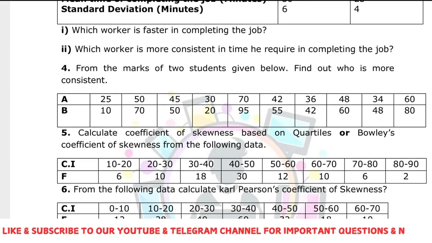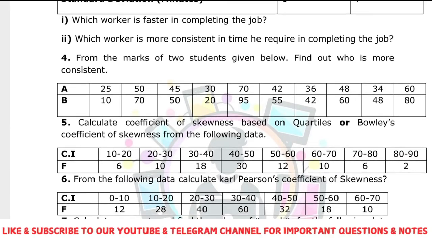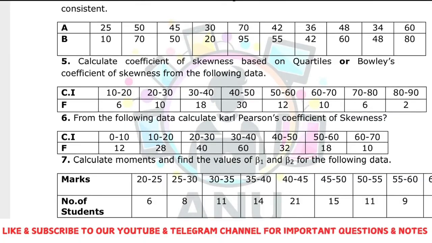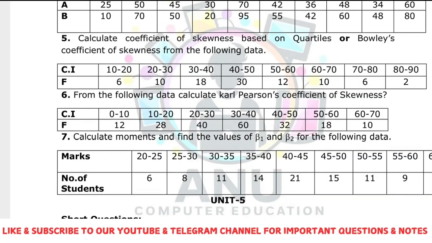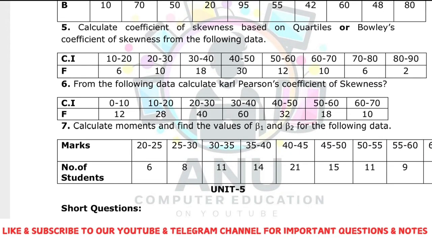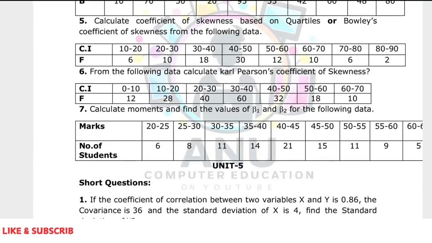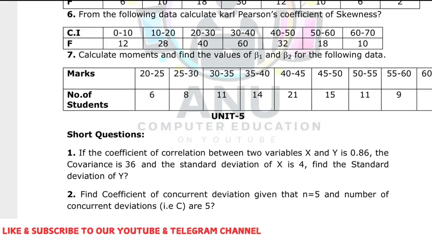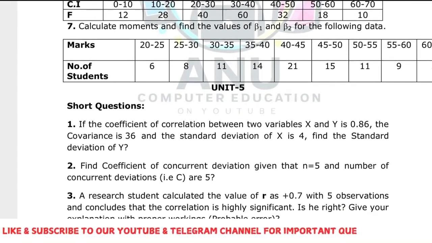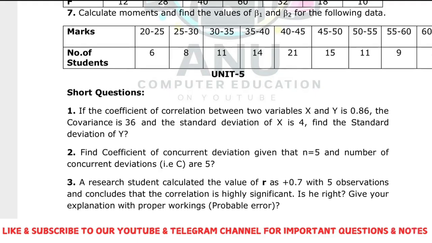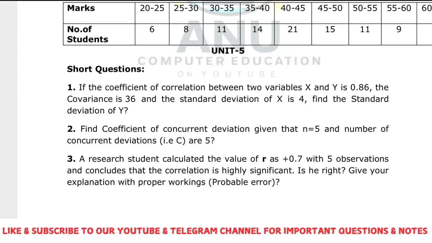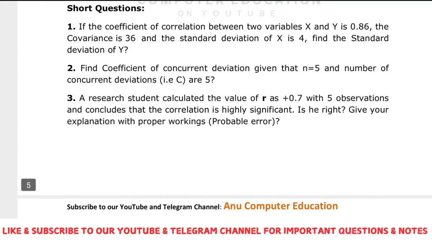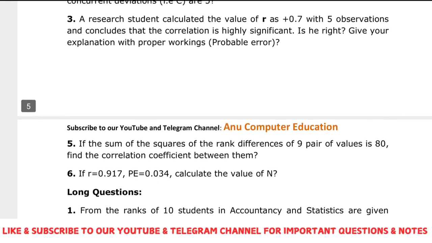Next, coefficient of skewness based on the quartiles, or Bowley's, both are the same, and Karl Pearson's coefficient of skewness. This is one of the very important. So calculate the moments, find out the values of beta 1 and beta 2. Okay, beta 1 and beta 2, these are very important problems. Next, unit number 5, important questions. Just once after writing the exam, you can compare these questions with your question paper and you will come to know. So these are all very important questions in unit number 5. Compulsory you have to do these problems.